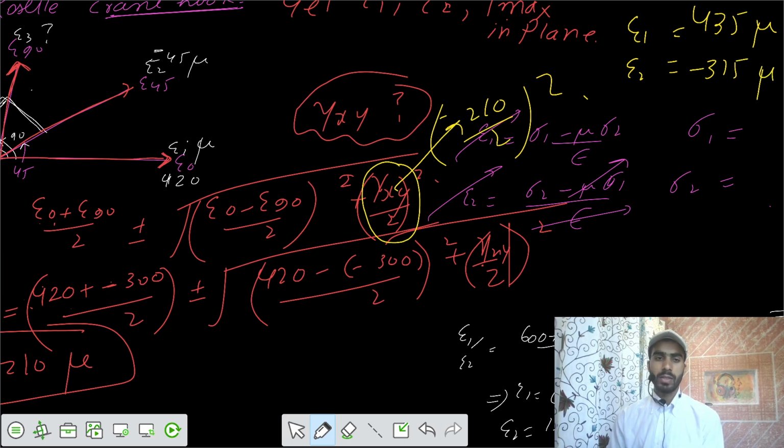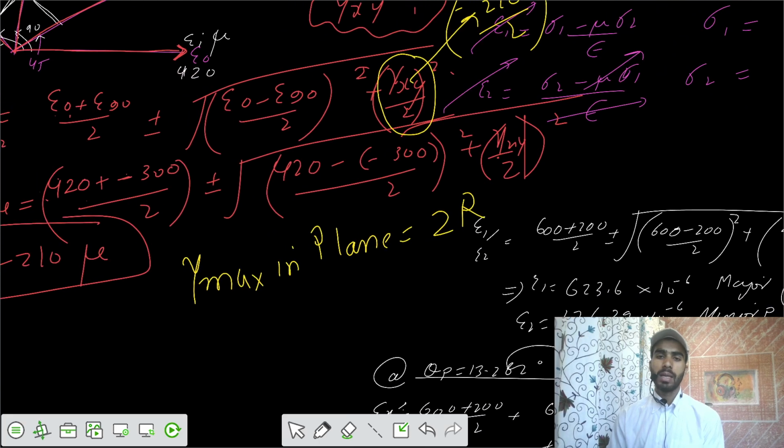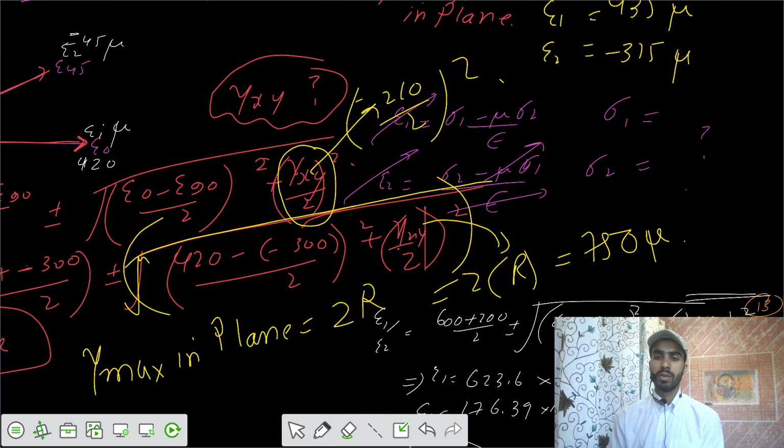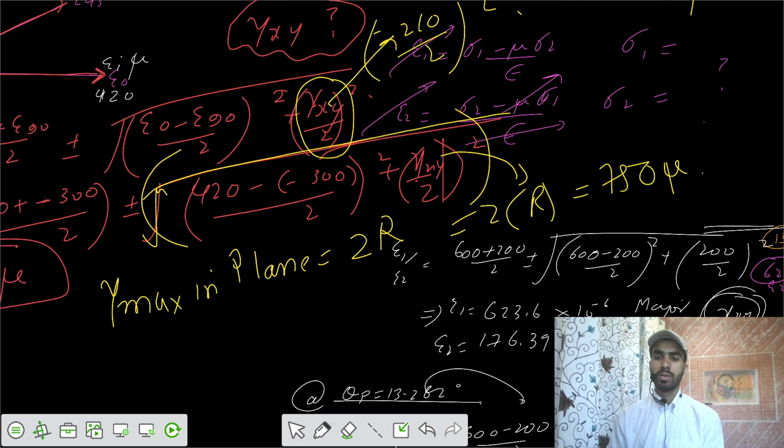And similarly, if you want to know the value of gamma max in plane, that equals 2 times r, where radius equals gamma max by 2. So gamma max in plane equals 2 times r, the value of the radius being this root. So this is the radius, and 2 times that radius gives us the value of 750 micron.